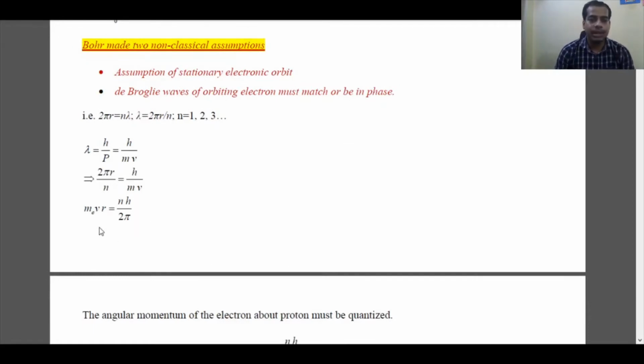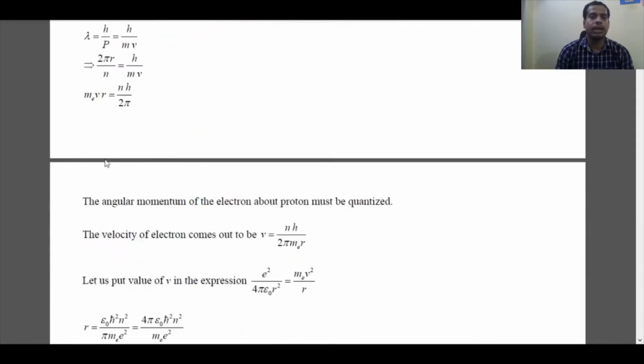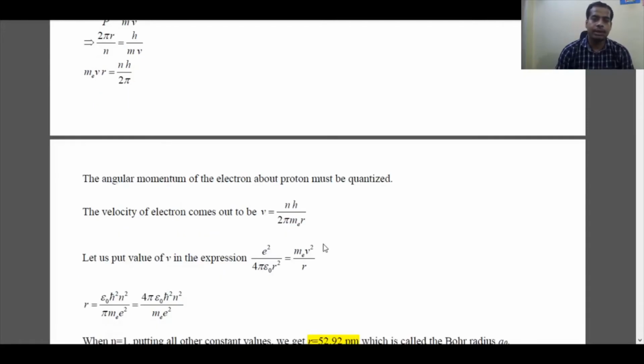This mvr is nothing but the angular momentum of the electron about the proton, and this expression says that the angular momentum of the electron about the proton is quantized because it involves a parameter n, which is an integer, n equal to 1, 2, 3. So this angular momentum is also quantized. Now if we rearrange this expression, we will get the velocity of the electron as nh over 2 pi mr.